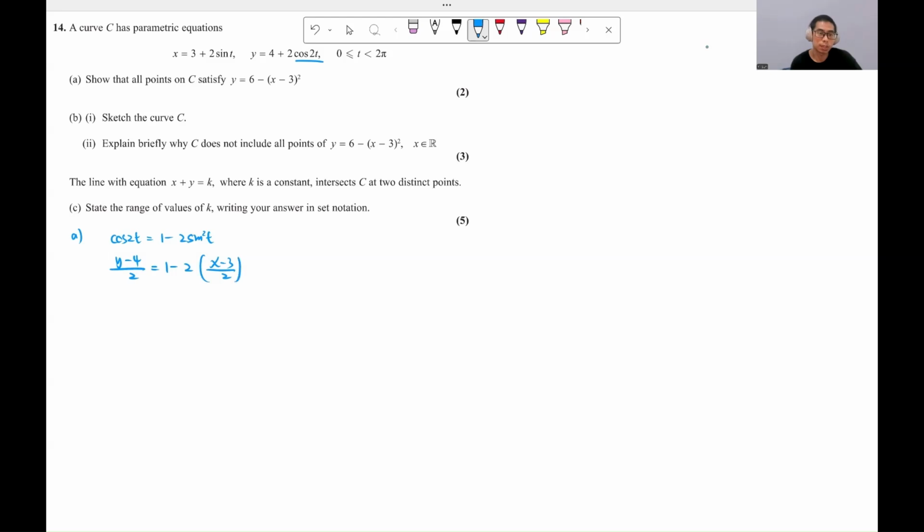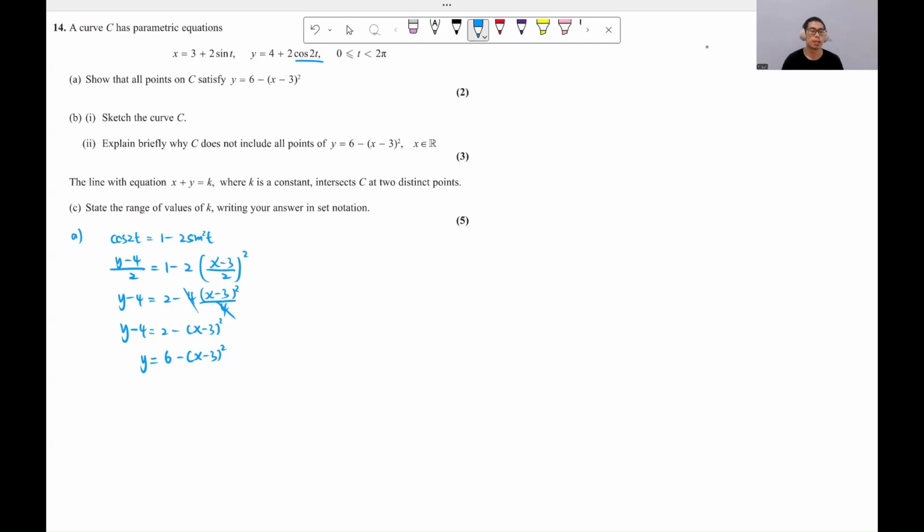Since we have sin squared t, we just square that. Simplifying, we have y minus 4 equals 2 minus 4 times (x minus 3) squared over 4. So the 4 over 4 cancels out, and y minus 4 equals 2 minus (x minus 3) squared. Plus 4 on both sides, we have 6 minus (x minus 3) squared, which is the same as part A. So part A is done.